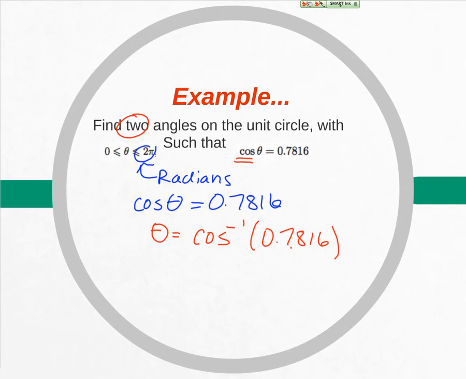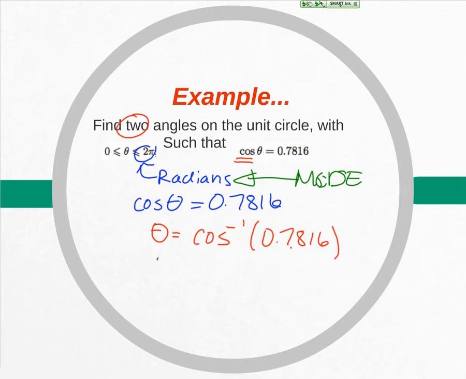Now, before you pop this on your calculators, go to mode and make sure you change it to radians. Check the mode on your calculator and put it into radians. If you're not sure what that looks like on your calculator, let me know. If you have one like this, it's a little bit different. Then you just plug that in.